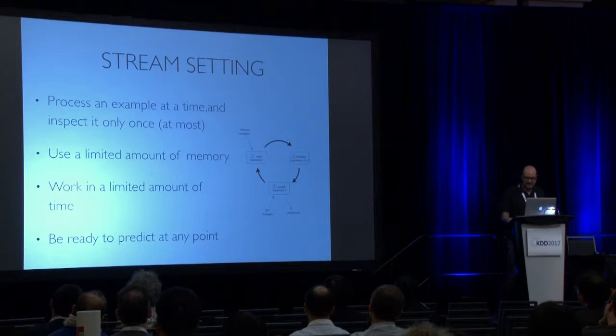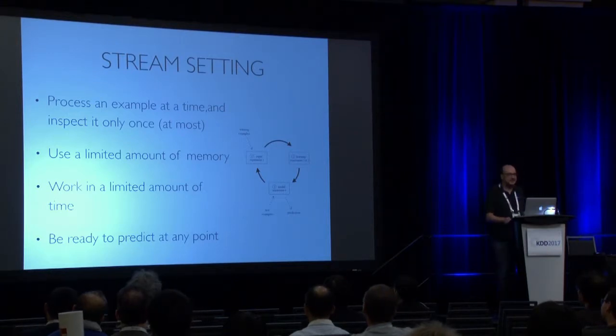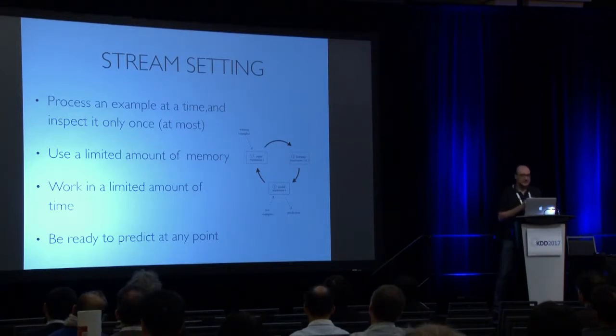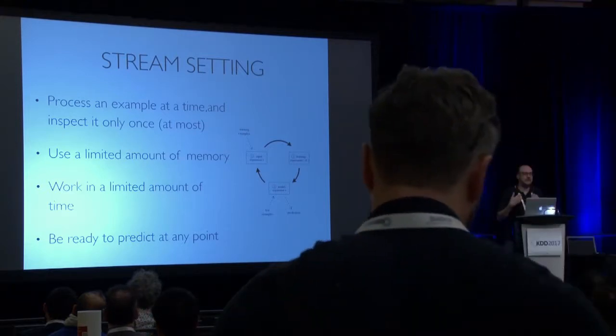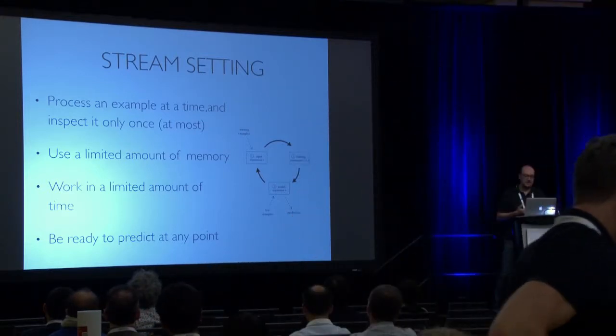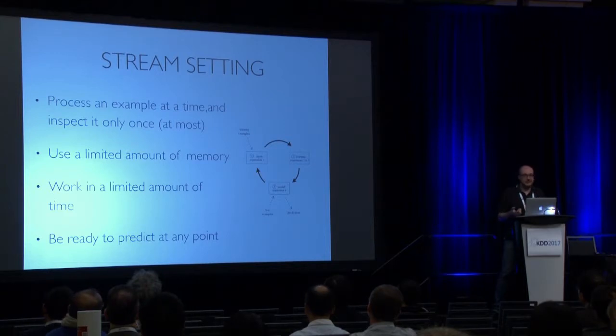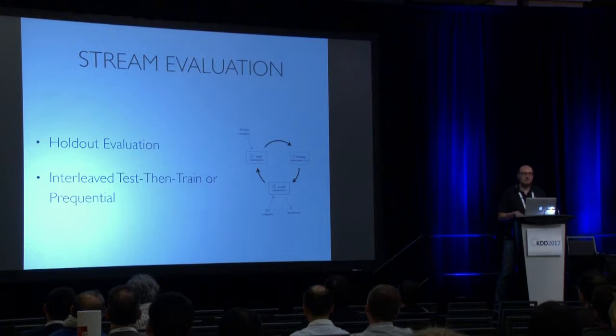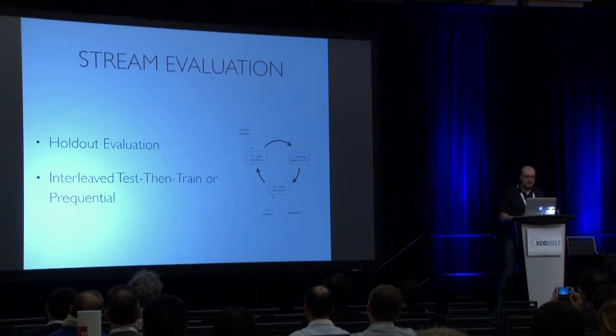Okay, so as I said before, we have this stream setting that is really different from the batch setting, because here we have data that is arriving, and we need to be very efficient in terms of memory and time, and we need to be able to adapt to the changes on the stream. So in terms of classification, the evaluation is going to be different, so we cannot use the classical batch evaluation such as cross-validation. So we have two different ways. One is holdout evaluation, and the other is interleaved test-then-train or sequential evaluation.